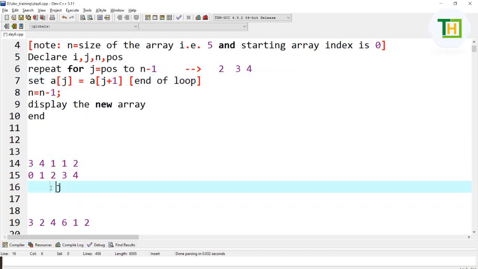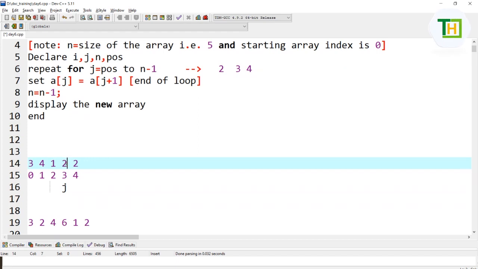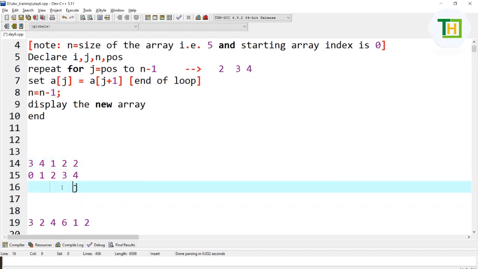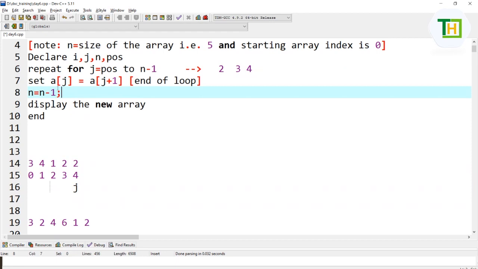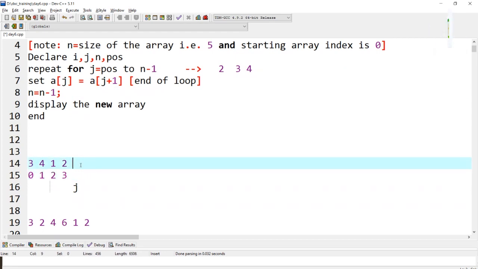Then j is incremented. Then here E of j is equal to E of j plus 1 again, and it is moving here. And E of j is going to be replaced with some other garbage value. That's it, nothing else. Then it comes out of the loop, and the size of the array is decremented by 1. That means this last value is not considered. Now the array is going to be 3, 4, 1, 2.